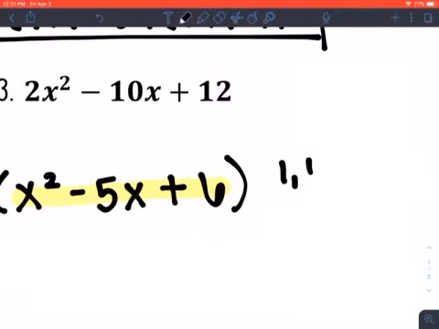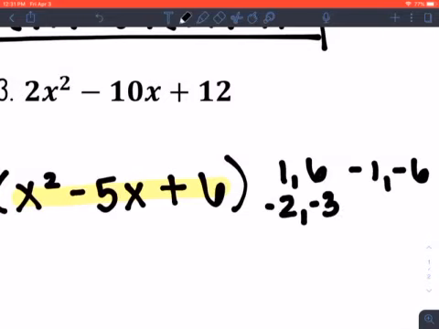Well, 1 and 6, but see, I'm trying to get to a negative 5, so I'm going to include the negative 1 and negative 6, negative 2, negative 3, and 2 and 3. Now I want to figure out which combination is going to get me to that negative 5. Notice the only combination that's going to work is negative 2 and negative 3, because remember, I'm trying to get to that positive 6.